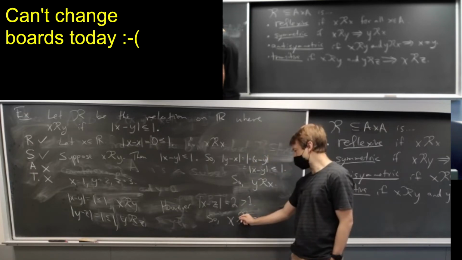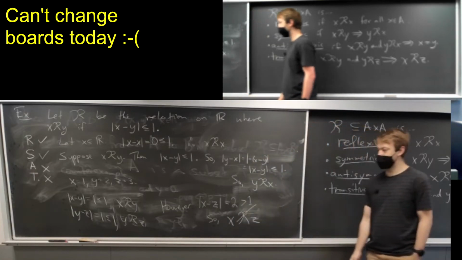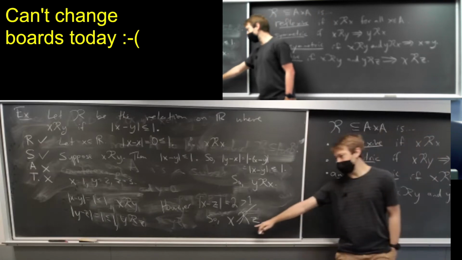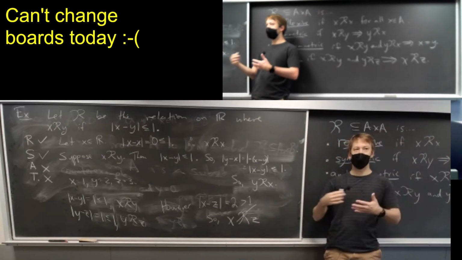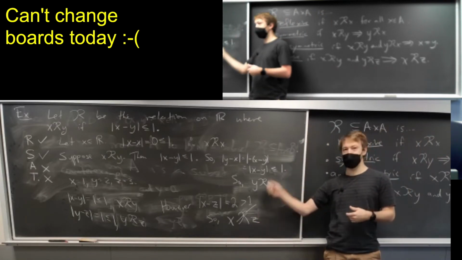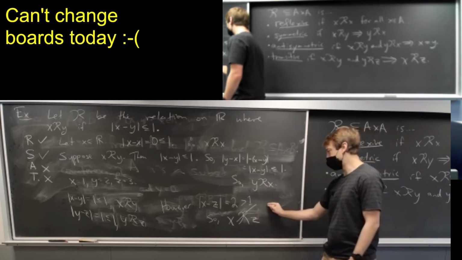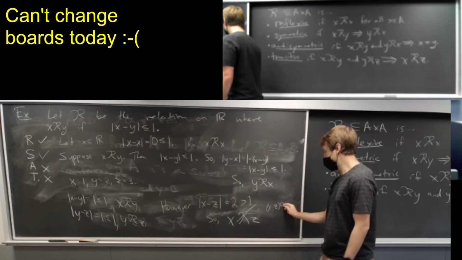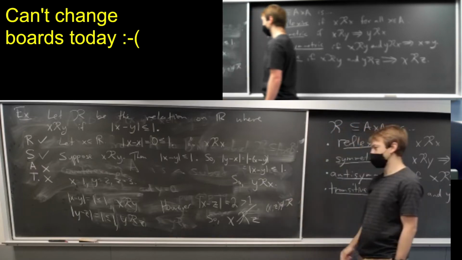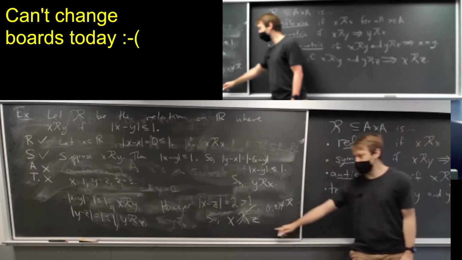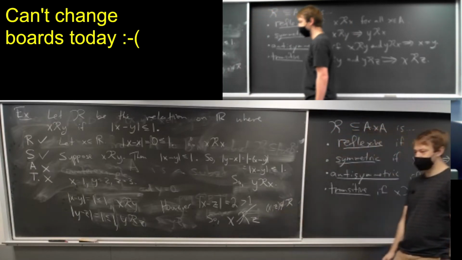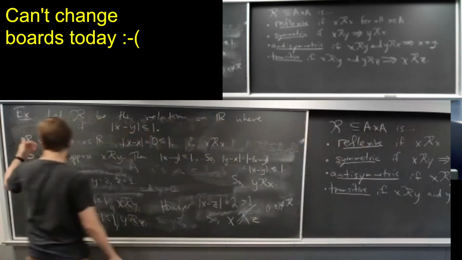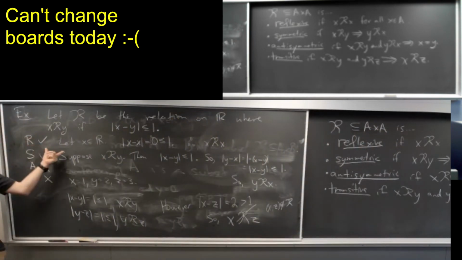I don't know if this is official notation, but you can write not related as putting the relation and then crossing it out. You could also write this as xz is not in the relation. We'll be okay with either of these notations. So if you're trying to prove something is true, you have to prove it for all x. If you're trying to prove it doesn't have the property, you just need to find one counterexample, right?